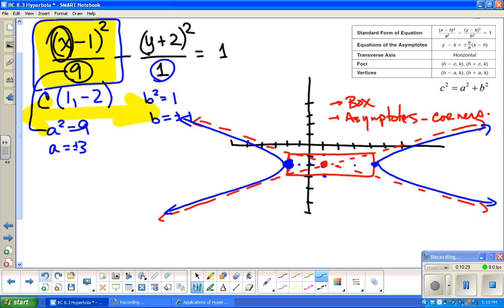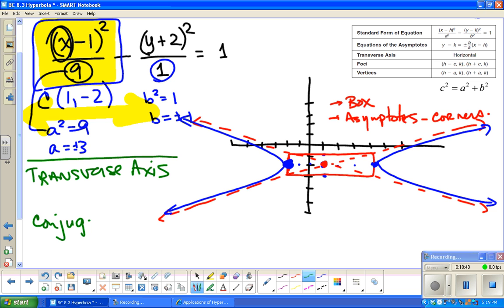Let's talk some other terminology and what else we need to know. Hyperbolas don't have a major axis and a minor axis. They have a transverse axis, and they have a conjugate axis. The transverse axis, trans means across or change. The transverse axis is actually the distance from here to here, from vertex to vertex.